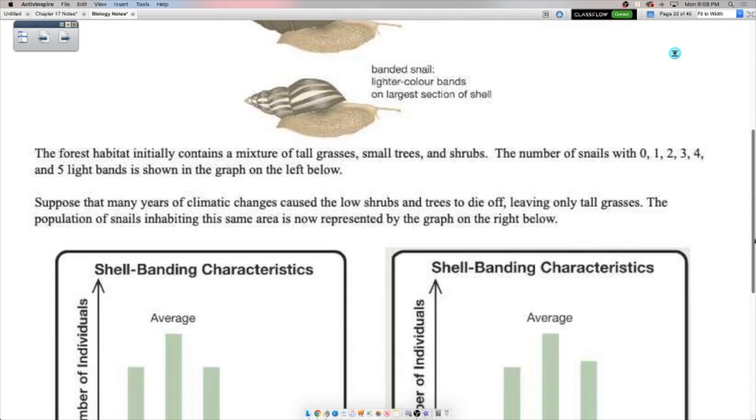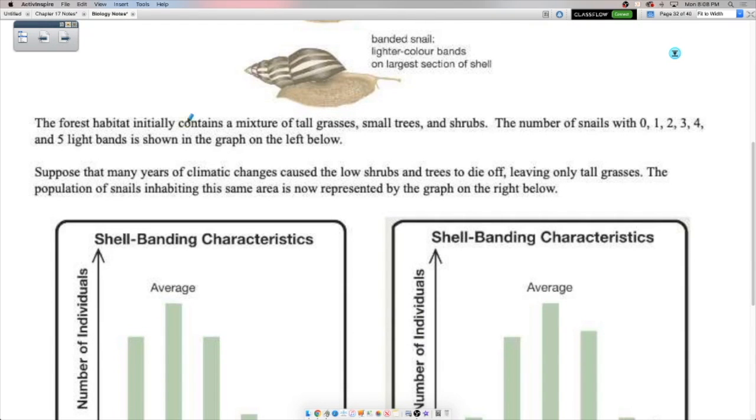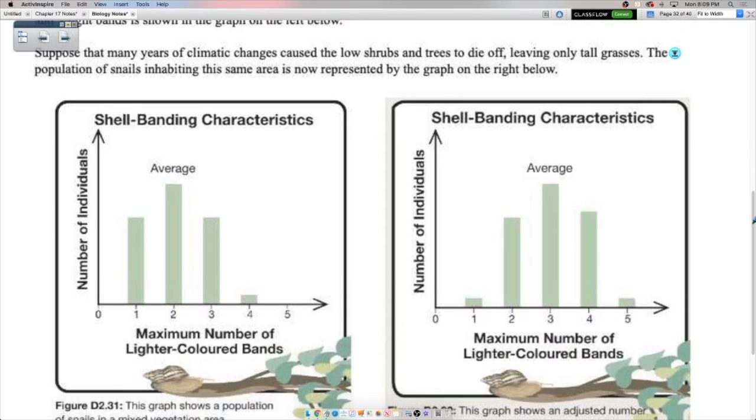And so in the initial forest habitat, which contains a mixture of tall grasses, small trees, and shrubs, that's important because, again, adaptations have to do with the environment you find yourself in. The number of snails that have 0, 1, 2, 3, 4, and 5 light bands is shown in the graph on the left below, okay? So this is the graph here. This is showing us before, basically, right? So you can see no snails have 0 bands. Some have 1, even more have 2, a few have 3, and not very many have 4. So it looks like most seem to have 2 white bands, okay?